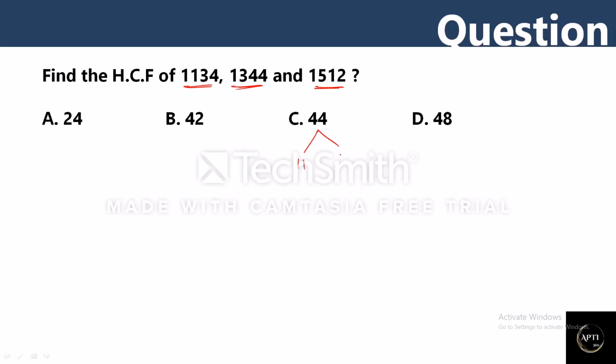44 means it should be divisible by 4 and 11. What is the divisibility rule of 11? So far we haven't seen any values which are divisible by 11, right?